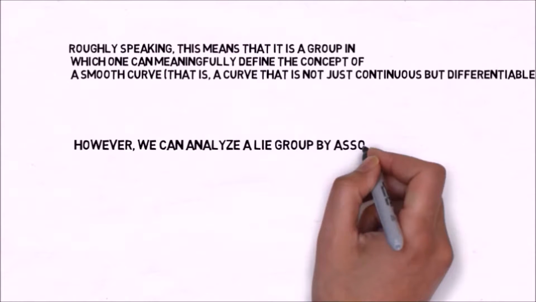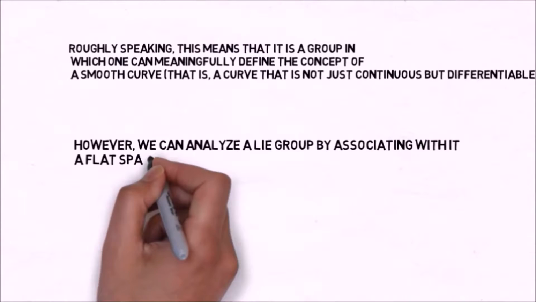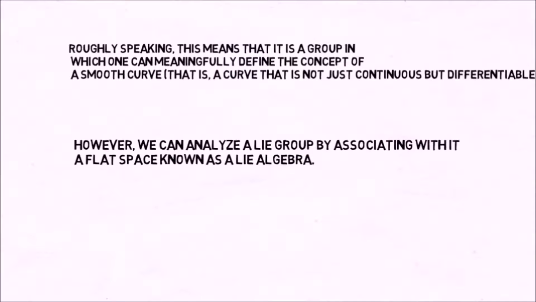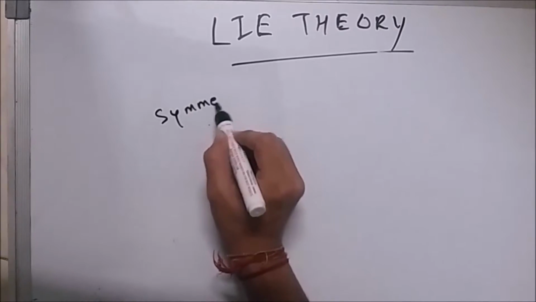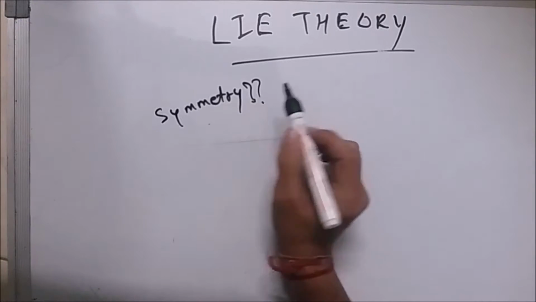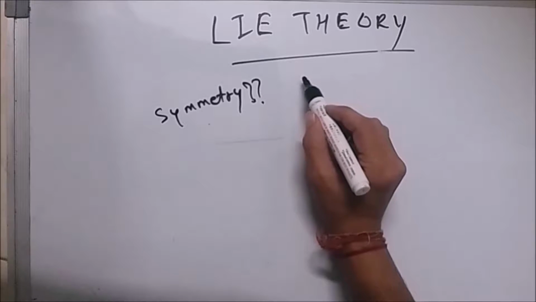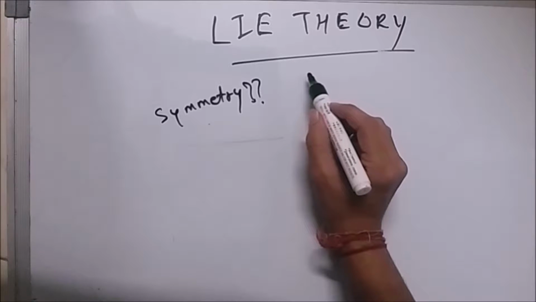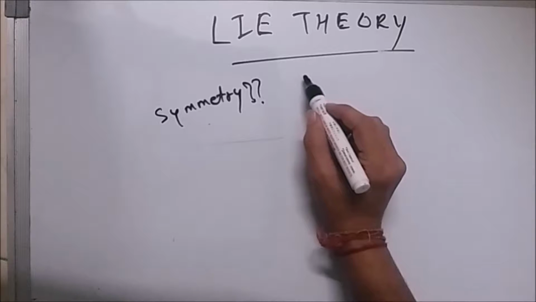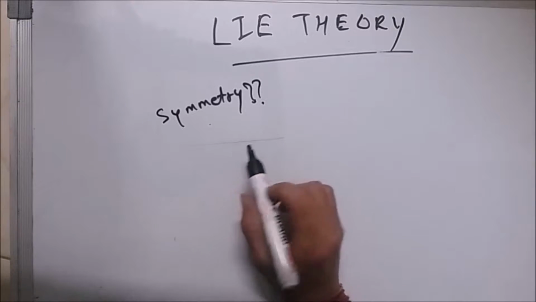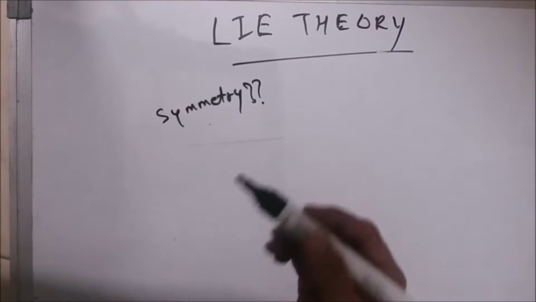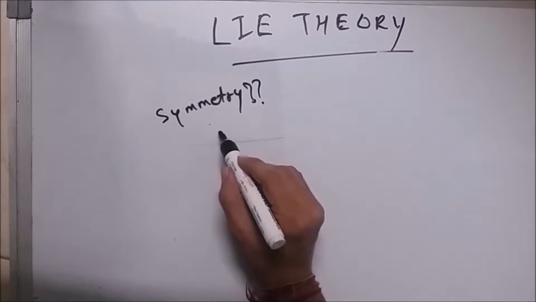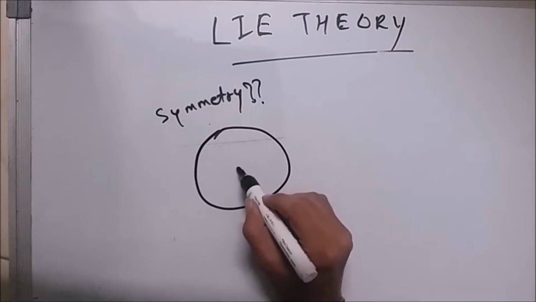To analyze the Lie groups, we introduce the concept of Lie algebra, which is a flat space. So, in the earlier sections, we talked more about symmetry, so what symmetry really means. Suppose there is an object in space and we rotate that object by some small amount or any arbitrary amount theta, and the properties of it remain the same, or the changes are unobservable.